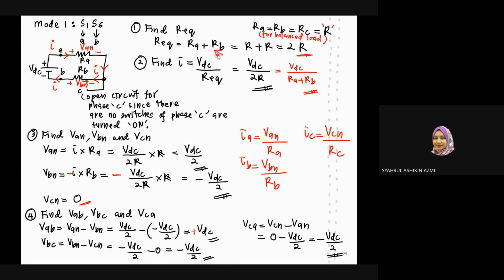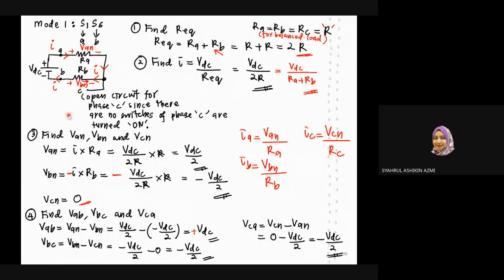Then in step 3, you need to find the phase voltages VAN, VBN, and VCN. VAN is the voltage across RA, which equals I multiplied by RA. Substituting I from step 2, VDC over 2R multiplied by R, the R and 2R cancel, so VAN equals VDC over 2.